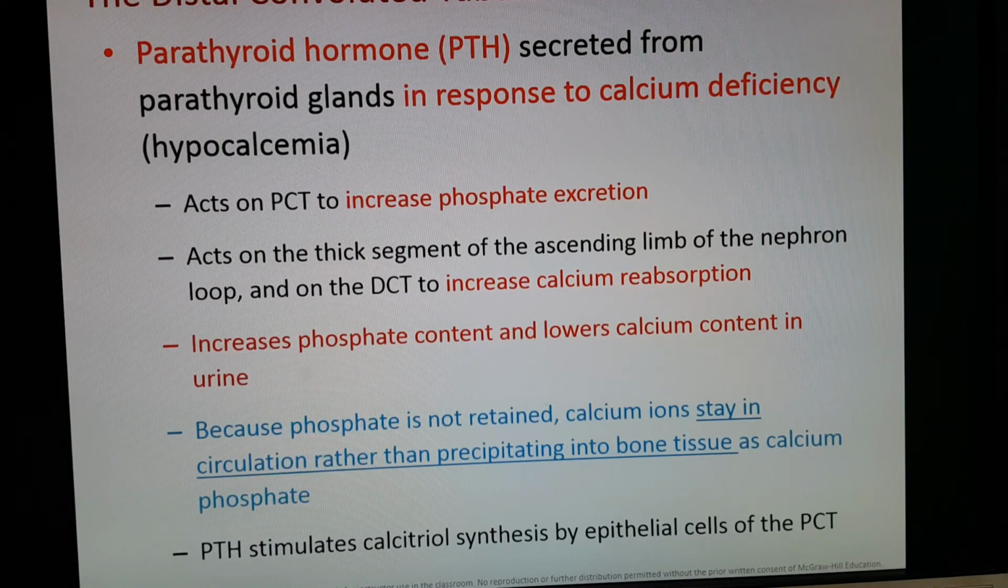Okay, last hormone involved is your parathyroid hormone made by the parathyroid gland. Again, something that you covered in AP1 near the end. So this affects, if you have a calcium deficiency, it helps to increase your phosphate excretion.